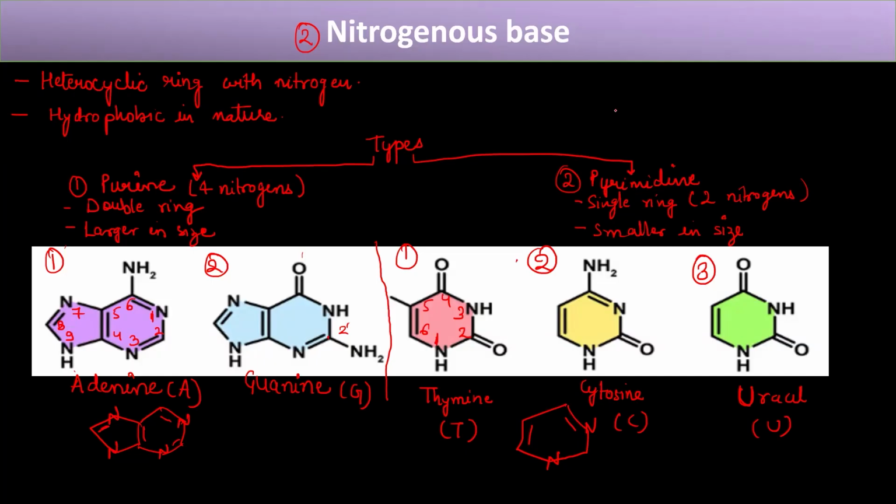Now, one more important thing: in the case of RNA, what do we have? We have adenine, guanine, cytosine, and uracil. We do not have thymine in the case of RNA. Similarly, in the case of DNA, we have adenine, guanine, thymine, and cytosine. We do not have uracil in the case of DNA. Okay. So this is the composition of DNA and RNA.